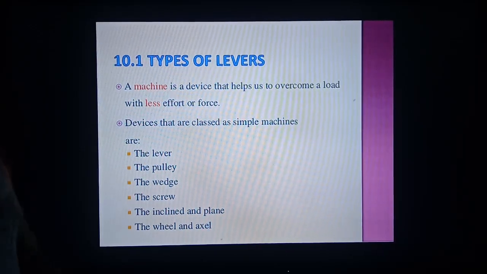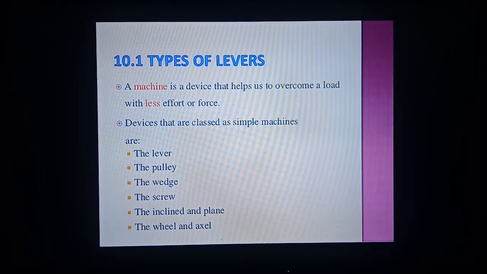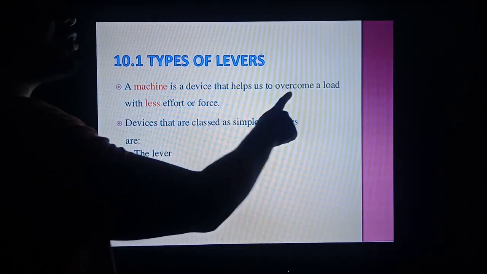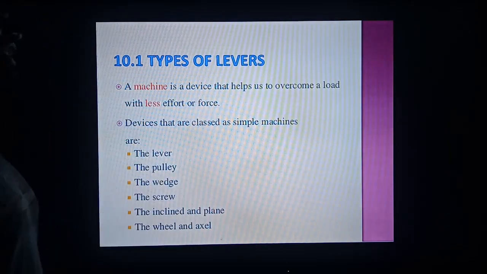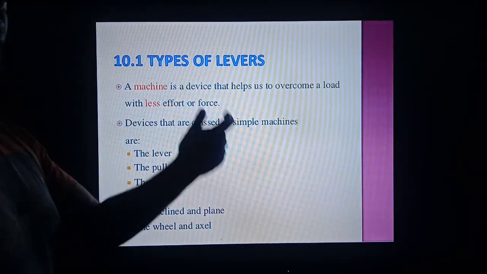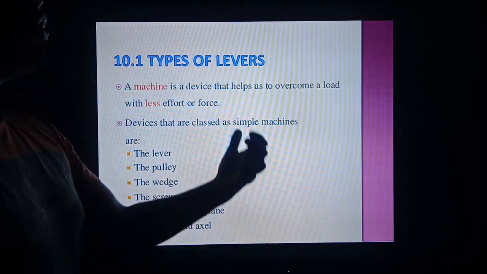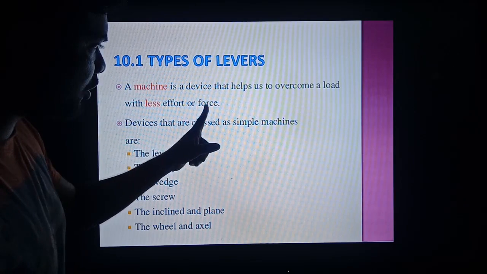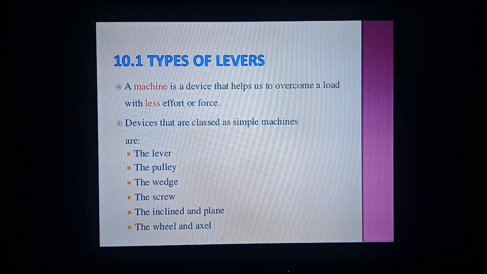Today in class 10th we will learn simple machine. So what is a simple machine? A simple machine is a device that helps us to overcome a load with less effort or force. Effort is also known as the force applied by us.